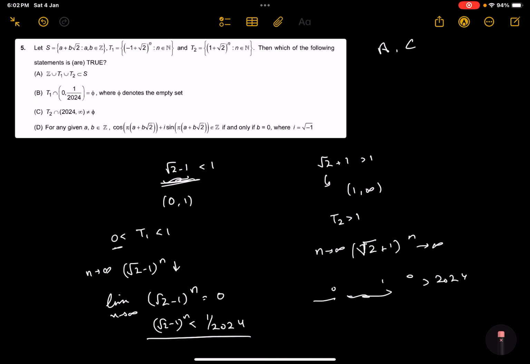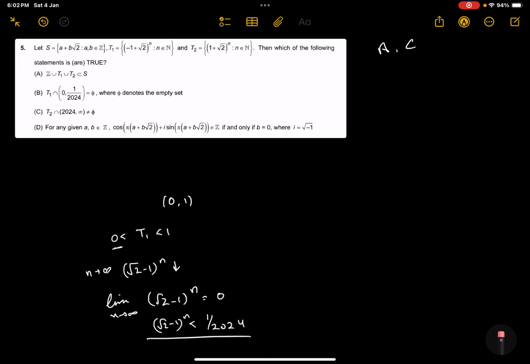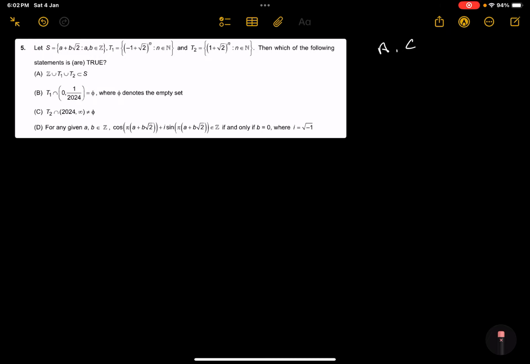So far the options have been straightforward, and if you have some confusion in the exam in option 4, you can easily skip it because you will score partial marks by just analyzing the first, second and third options. As to the fourth option, cos theta plus i sine theta is equal to e to the power of i theta. Here theta is pi times a plus b root 2. So we will have i pi a plus b root 2, which is equal to e to the power i pi a.